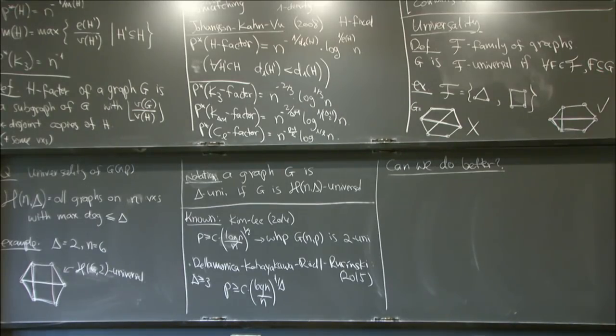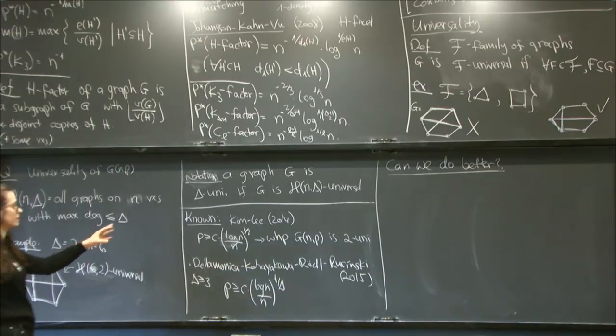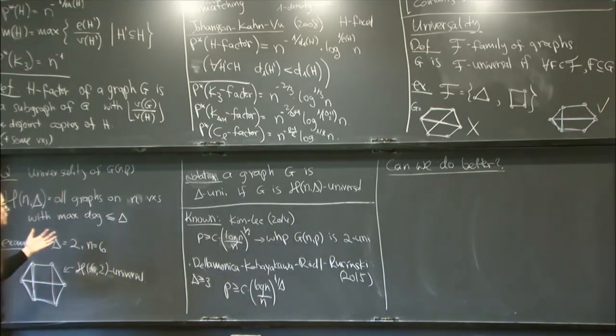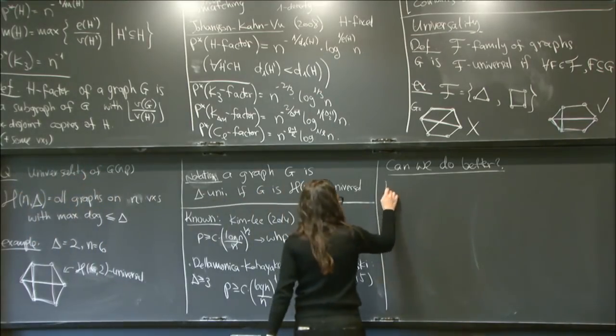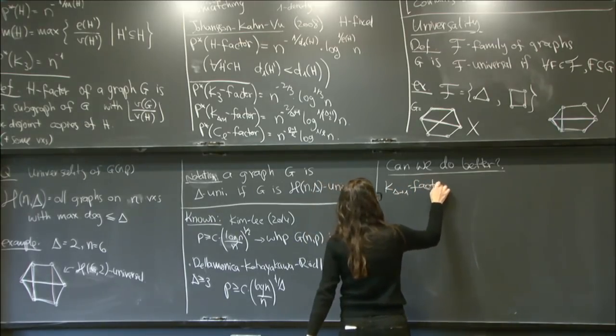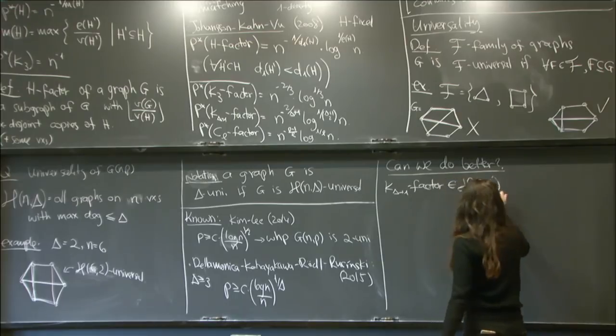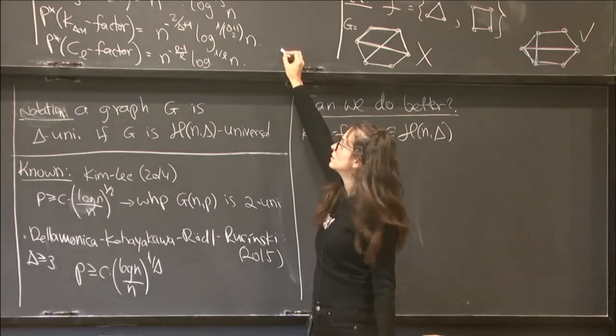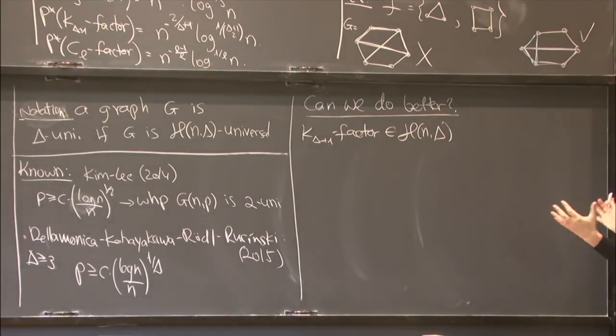Yes, so I have many kinds of lower bound, and now I want to consider some specific lower bound that we already saw before. If we want to be delta universal, it means that we have to contain every member of this family. Which member of this family did we already meet? We met the K delta plus 1 factor. A K delta plus 1 factor is a member of our family, so definitely we cannot get something which is better than this.